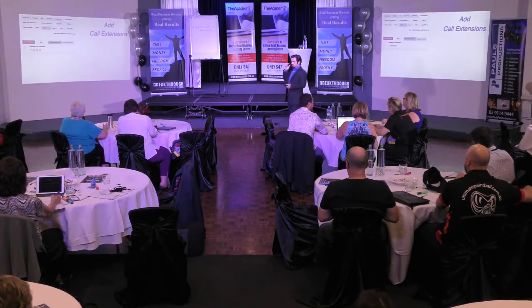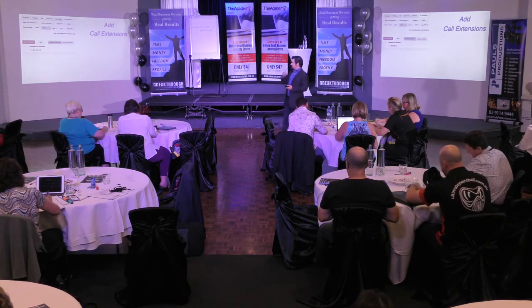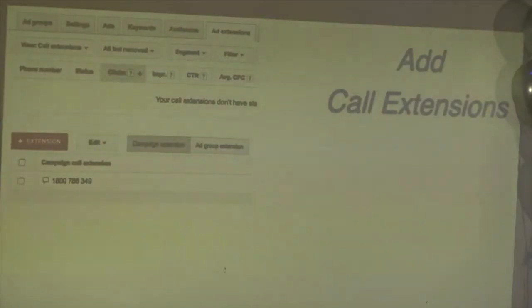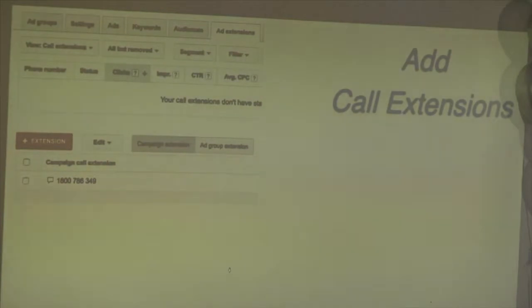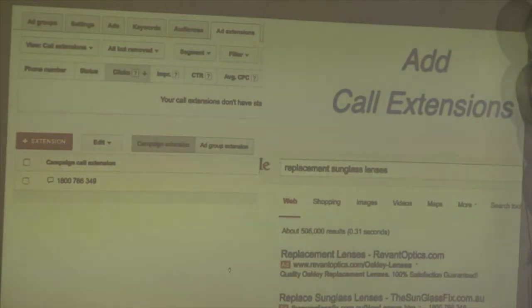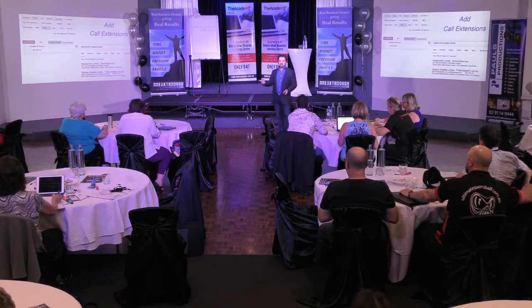The first one is what we call call extensions. Basically, within Google AdWords, they've got this tab called Add Extensions, and you can say, I want to add a call extension. What that does is add a call number below your ad. So here in this example, replacement sunglass lenses, see this 1-800-786-349. If they click on that, it'll call. And the other thing about it is it'll also track it as a conversion.